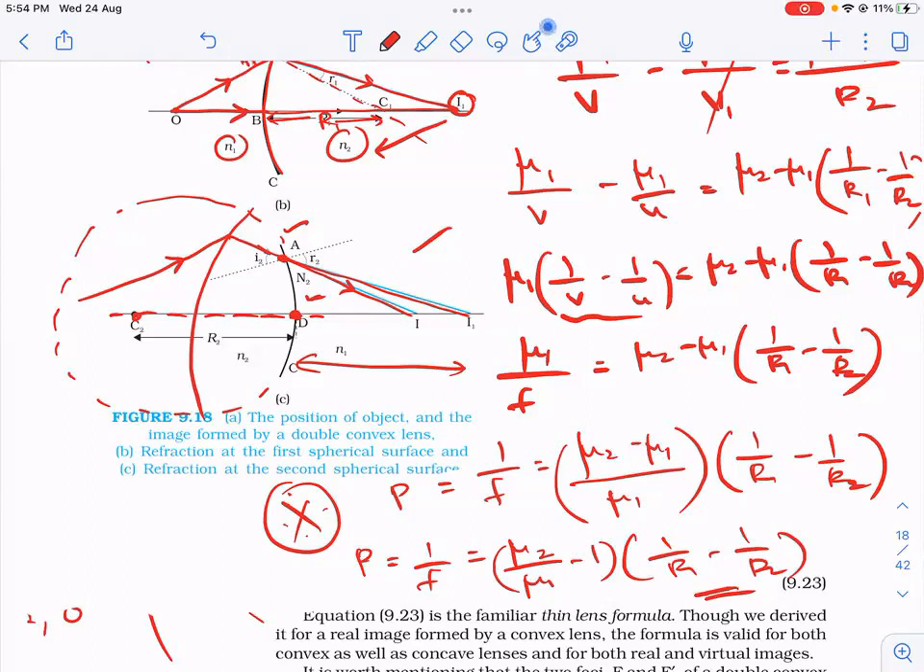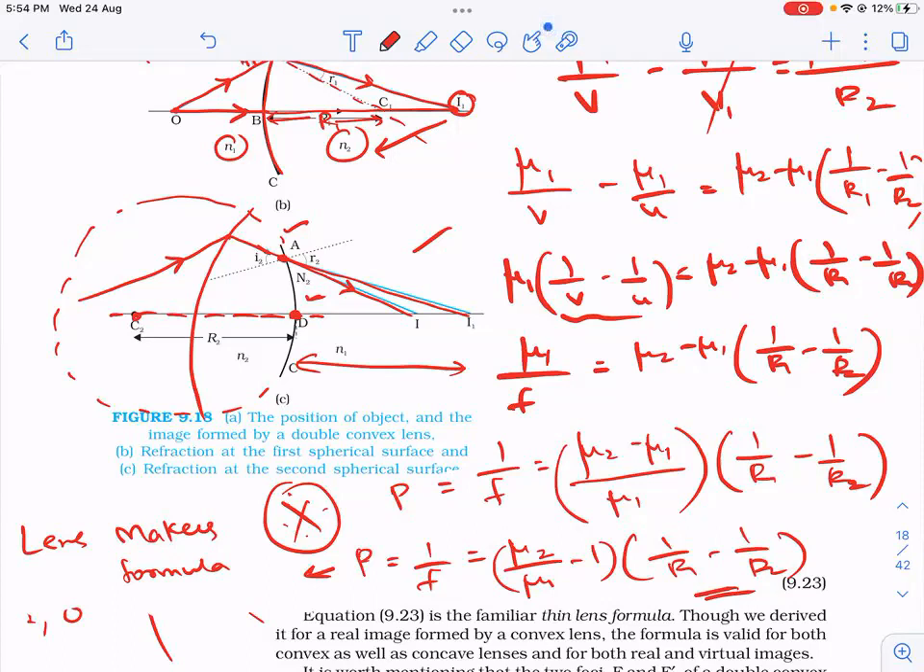So to be more specific, this is how the formula is written. It is not written as mu2 minus mu1 by mu1. It is written as mu2 by mu1 minus 1 into 1 by r1 minus 1 by r2. There is a special name for this formula. Though we started with the concept called refraction by lens, this formula is called lens maker's formula.